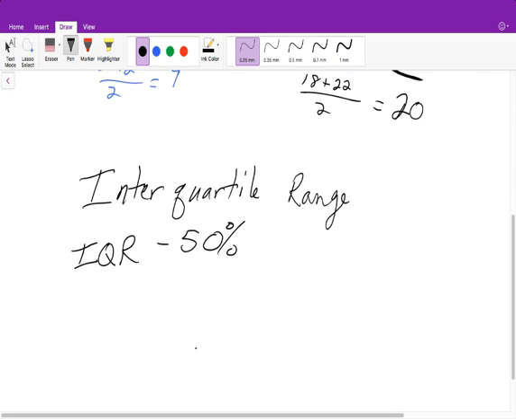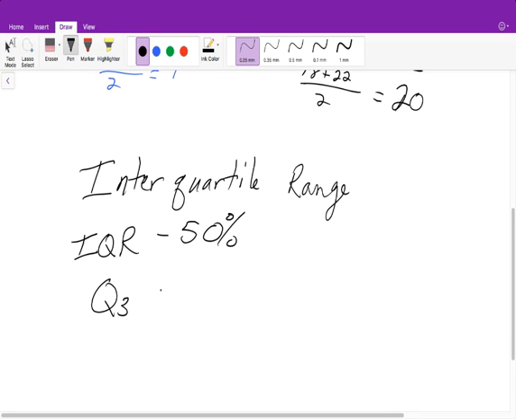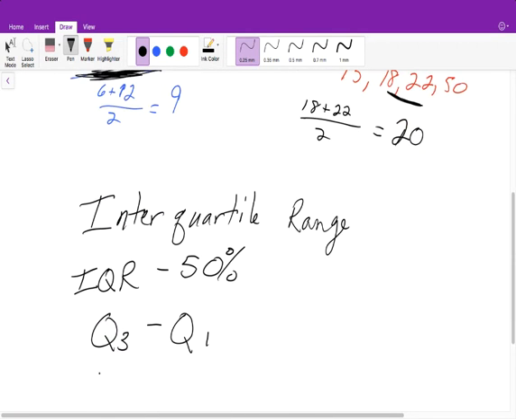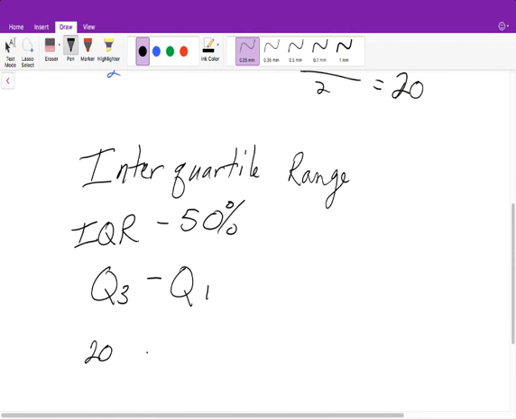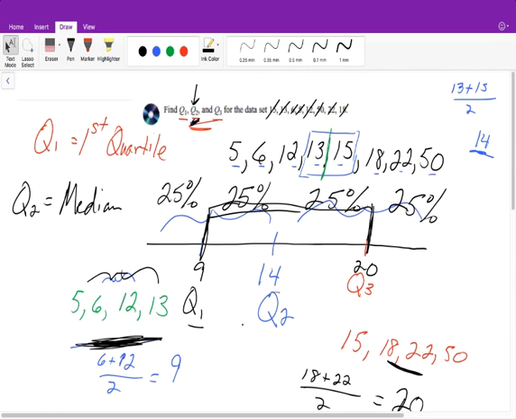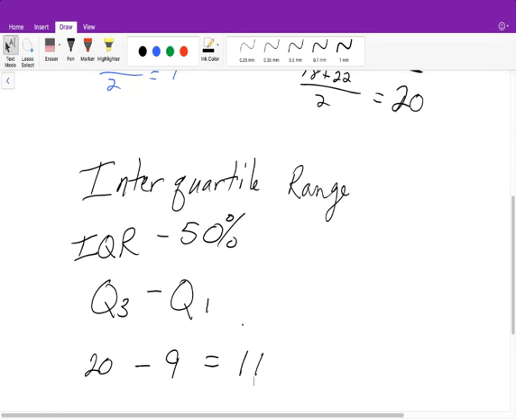So all we need to do is we take our third quartile and we subtract our first quartile from it. So if we go back to our problem, we had 20 and 9. So 20 minus 9, that is 11. So that means our interquartile value would be 11, and our interquartile range 50%. But this is how we would calculate it. It is the difference between our first and our third quartile. All right, so that is just going over finding our quartiles and our interquartile range.